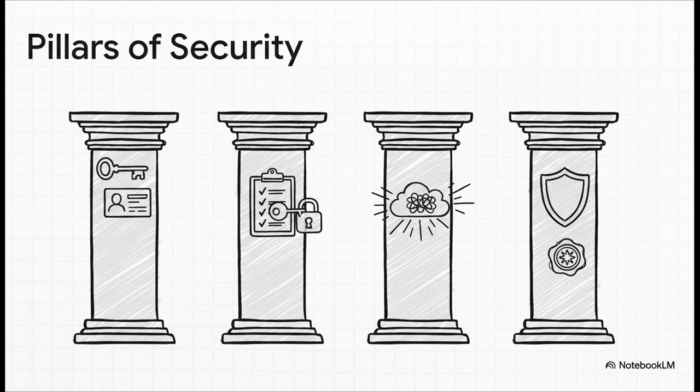This is where we install the digital locks, the key cards, and the alarm systems. Authentication is basically asking, are you who you say you are? Authorization asks, okay, but are you allowed to do that? Privacy scrambles the data from prying eyes, and integrity makes sure nobody messed with it along the way.